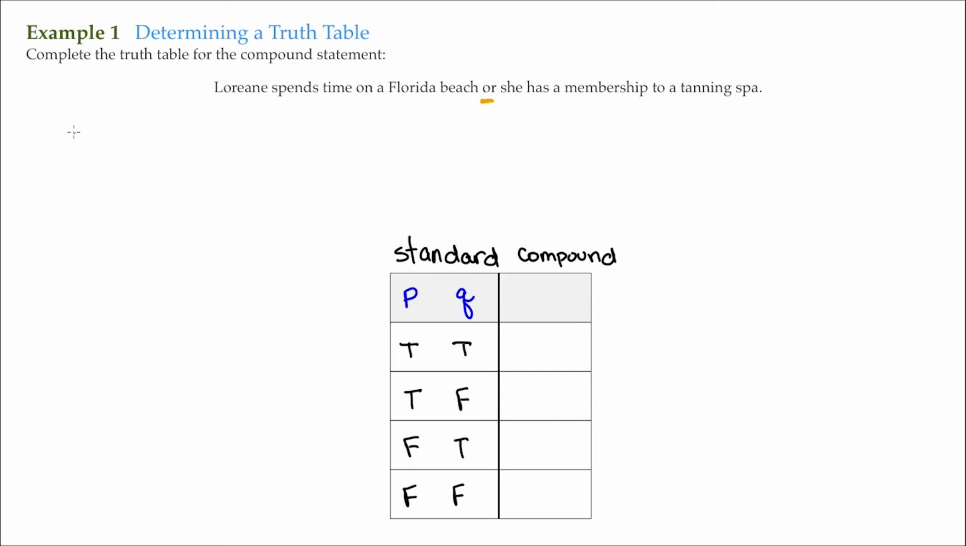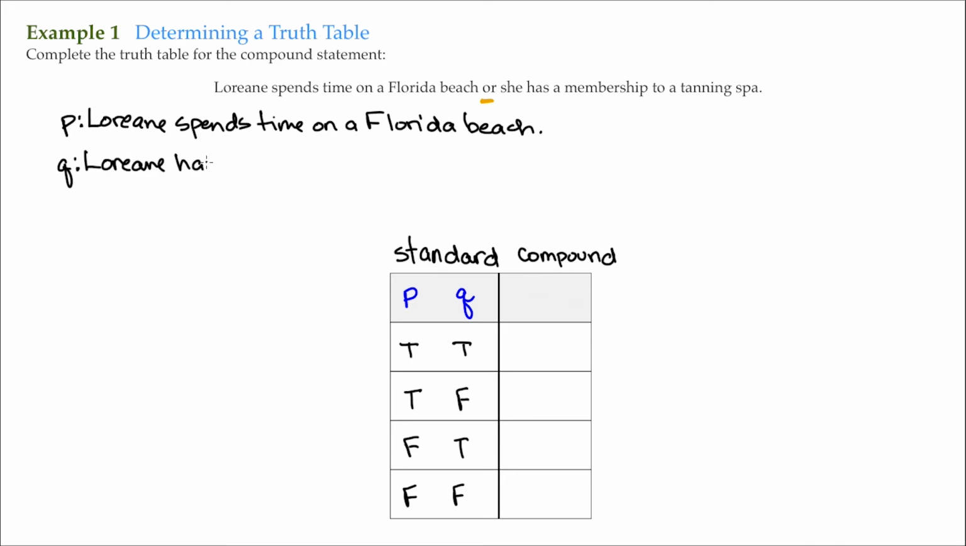So the first simple statement, P, is Lorene spends time on a Florida beach. And then the second simple statement, Q, we could write that as Lorene has a membership to a tanning spa. So since this is a disjunction or, we're going to put in P or Q.